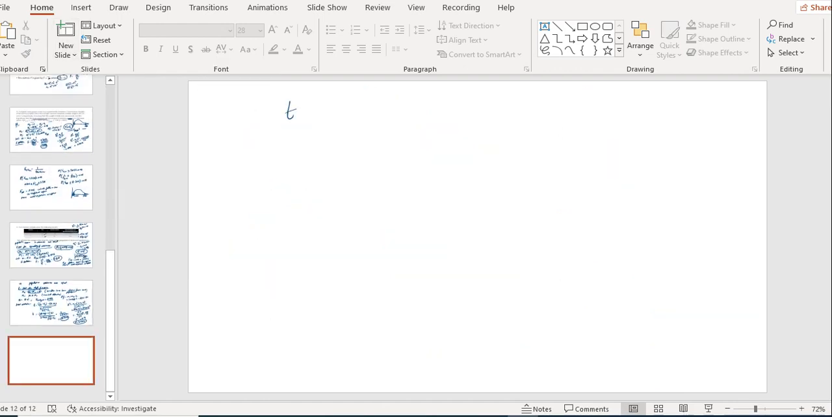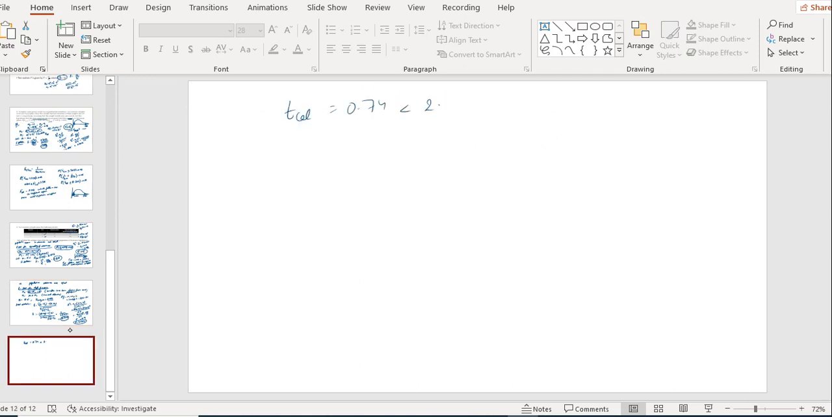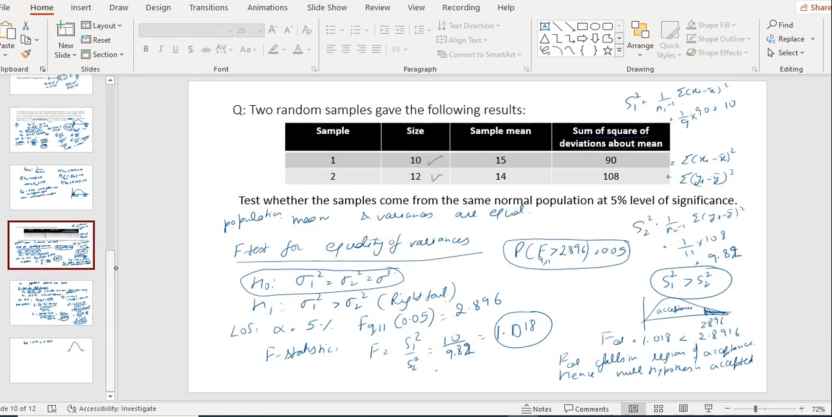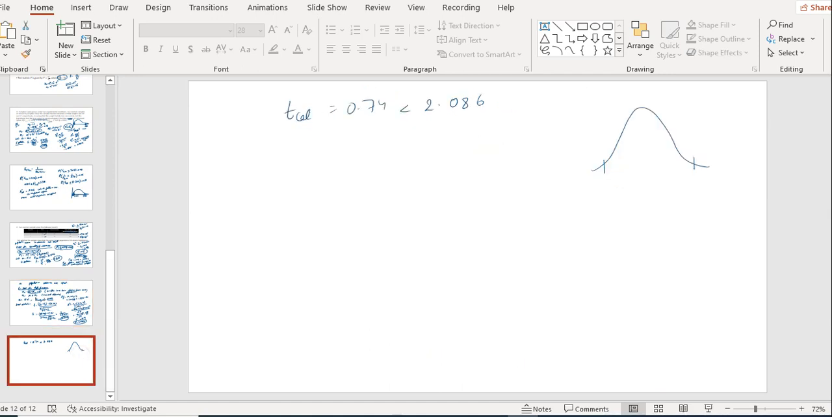t calculated, which is equal to 0.74, is less than 2.086. Because it is a two-tail alternative, 2.086 means basically an absolute value, that is, from minus 2.086 to 2.086.